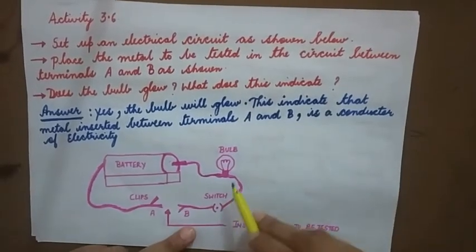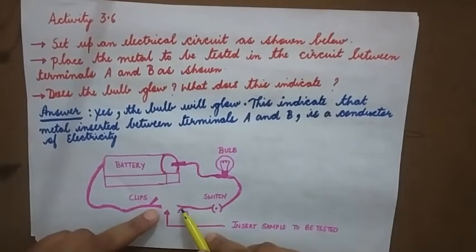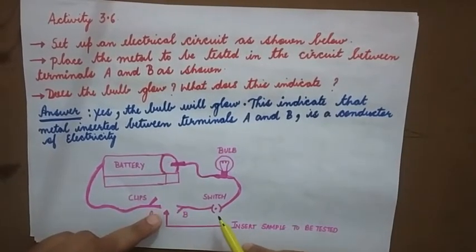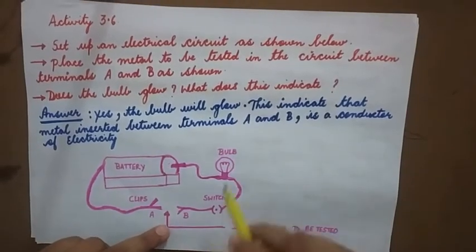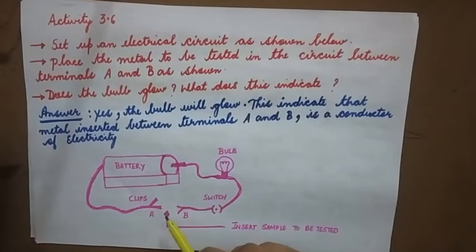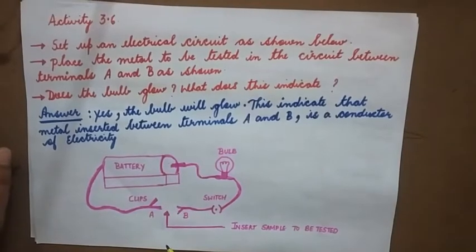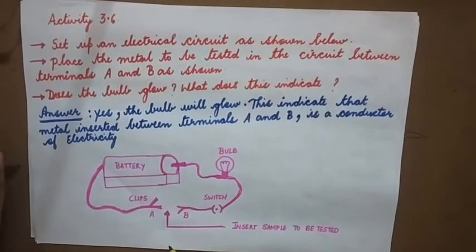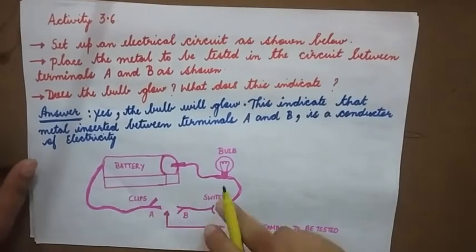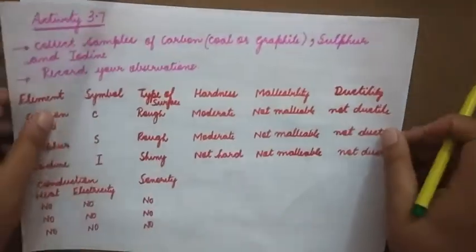Now there is a switch and a bulb. So you're placing the metal between these two wires. When you switch it on, if the bulb is glowing, it means that the particular material that you have placed between the two wires is a good conductor of electricity. If it was a bad conductor of electricity, then the bulb wouldn't have glowed. So this is one of the characteristics of metals.